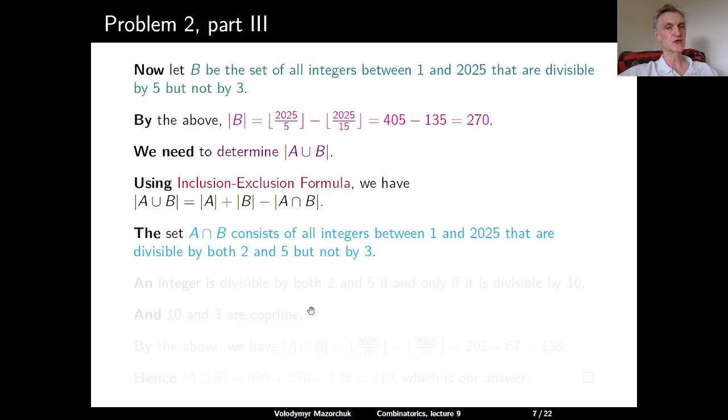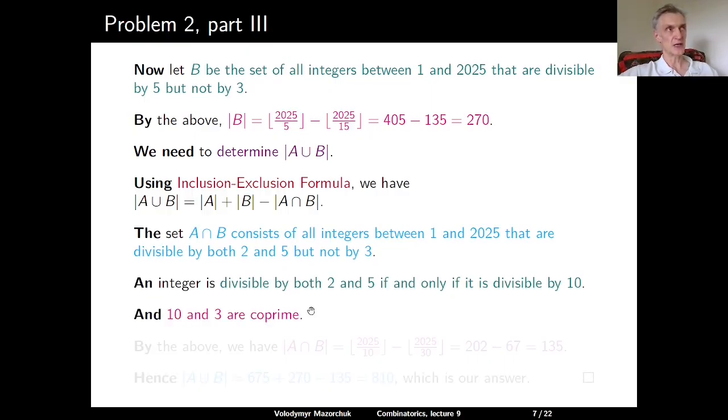This intersection consists of all integers between 1 and 2025 that are divisible by both 2 and 5, but not by 3. If something is divisible by 2 and 5, it is divisible by 10. And in fact, if something is divisible by 10, it is divisible by 2 and 5. And note that 10 and 3 are coprime. So we again can use our general formula and obtain that the cardinality of the intersection of A and B is equal to the floor function of 2025 divided by 10 minus the floor function of 2025 divided by 30, which is 202 minus 67.